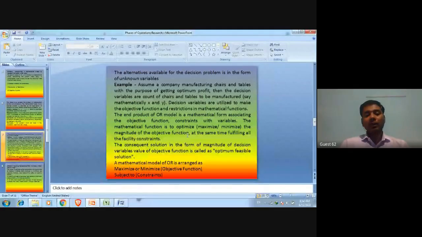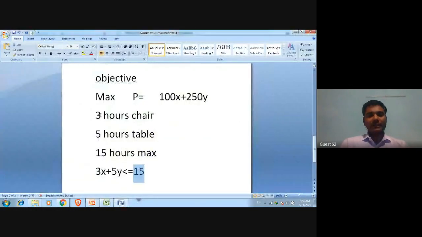So a mathematical model of operation is arranged to maximize or minimize the objective function subject to constraints. So here, this is our objective function, P equal to 100x plus 250y, and this is our constraint, 3x plus 5y less than or equal to 15.